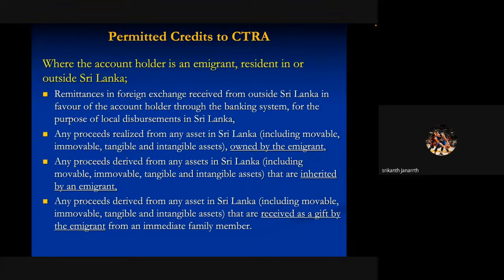So let us look at what the permitted credits to CTRA are. Now this is the account where the account holder is an immigrant, resident in or outside Sri Lanka. That means immigrant, you know the definition. Anybody going to migrate or already migrated, everybody has to open a CTRA now. So if you are thinking of leaving Sri Lanka, your account will be CTRA. If a person already left to another country on a temporary resident visa or PR or changed the citizenship, everybody maintains a CTRA. So any immigrant, irrespective of whether he is here or about to leave or already has PR or already changed the citizenship, the CTRA is the account. So now you have a clear definition. CTRA is the only account for an immigrant, right?